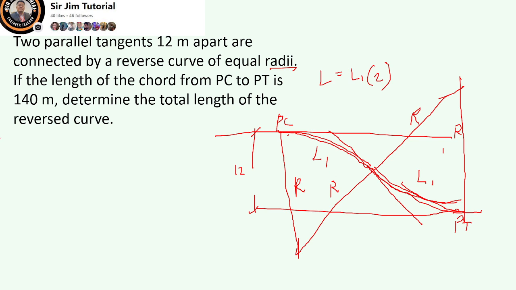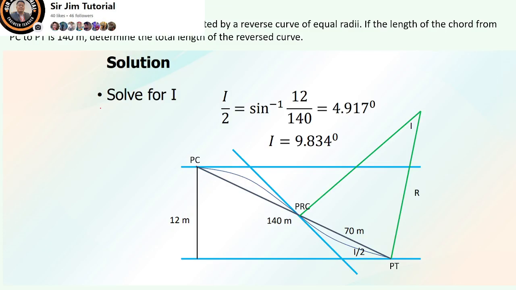Now if the length of this curve from PC to PT going here is equal to 140 meters, then determine the total length of the curve, the reverse curve. So I have this one. If this is I, as I said, this is I over 2 also. This one is also I over 2.